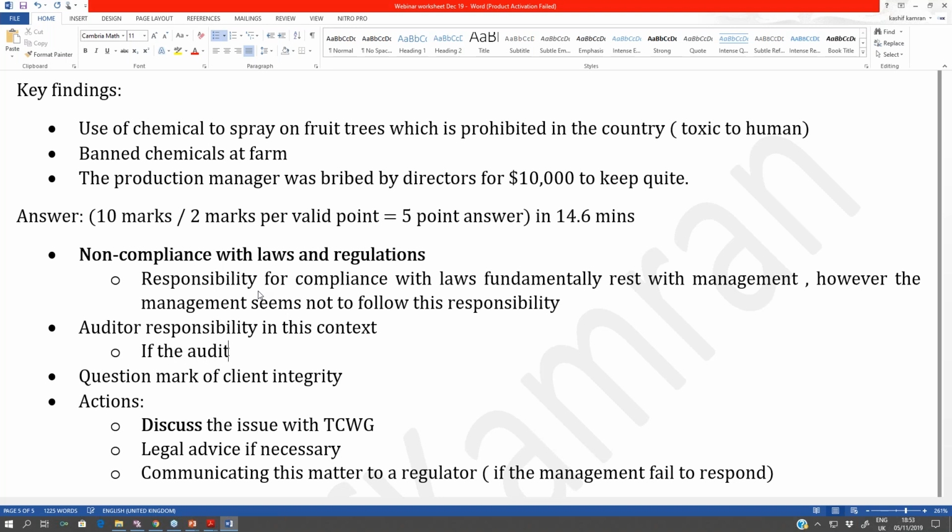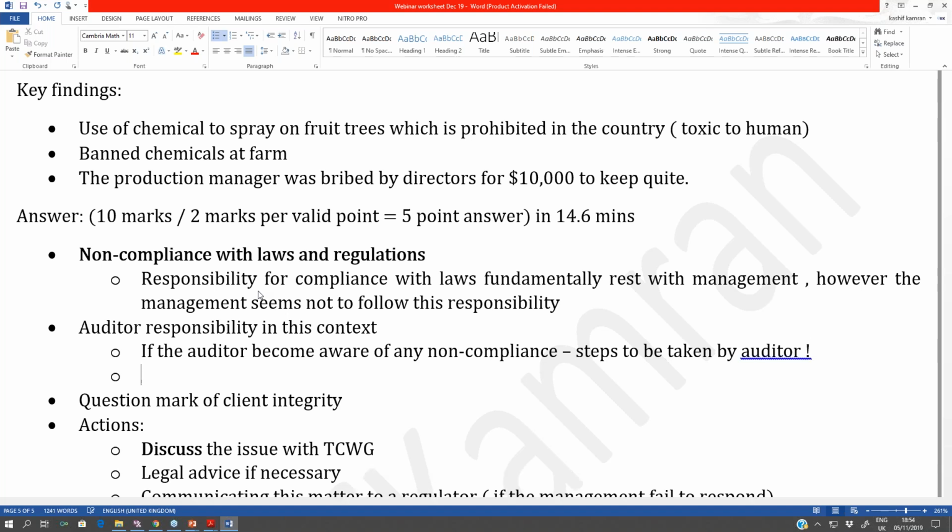Now, if the auditor becomes aware of any non-compliance, the auditor has to take some steps. There are so many steps given in the article. I'm not writing all those steps. You need to explore the article for them. But if the auditor becomes aware of the non-compliance, and you have become aware from the email of Len, then what steps should you be taking as an auditor? You should be thinking about the impact of the non-compliance.